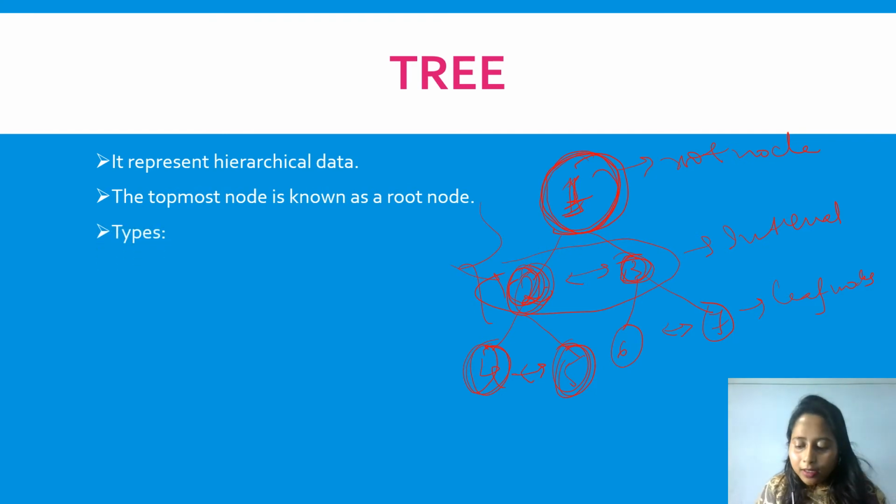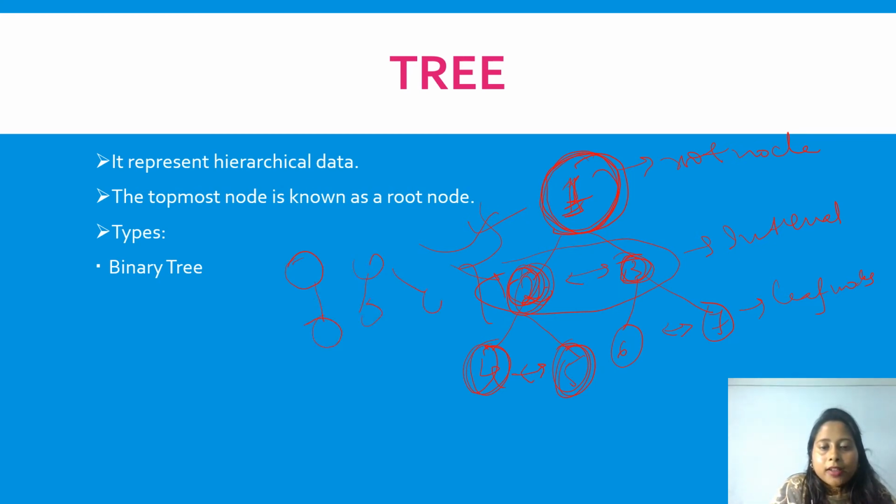Let us understand the various types of trees. First is the binary tree. So if we say this is an example of a binary tree, in a binary tree, a node can have at max two children. That means this is a binary tree, this is also a binary tree, and a node which does not have any child is also a binary tree. At max two children it should have. So it can be 0, 1 or 2.